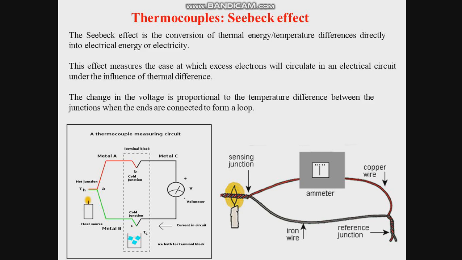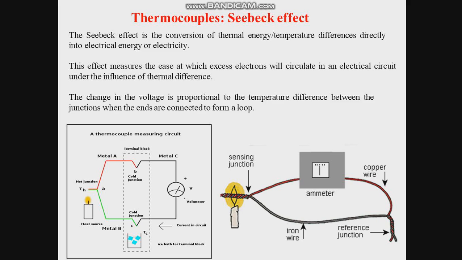Seebeck effect. The Seebeck effect is the conversion of thermal energy, a temperature difference, directly into electrical energy or electricity. This effect measures the ease at which excess electrons will circulate in an electrical circuit under the influence of a thermal difference. The change in the voltage is proportional to the temperature difference between the junctions when the ends are connected to form a loop.